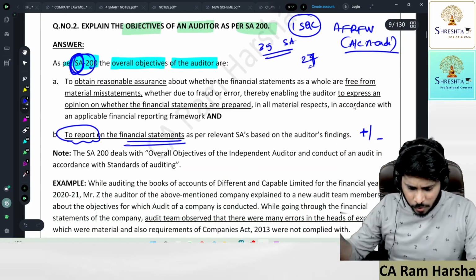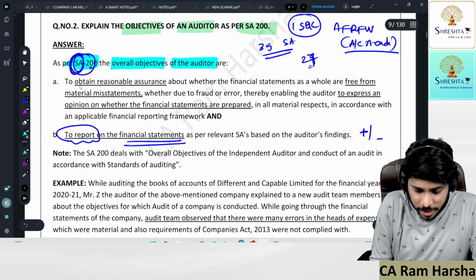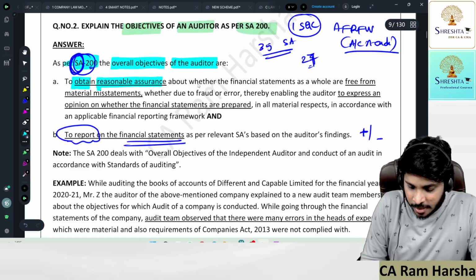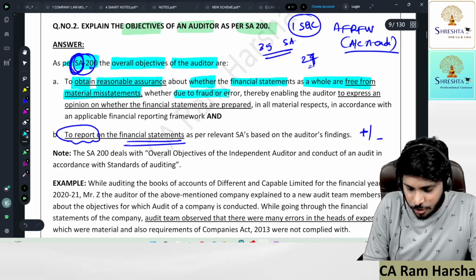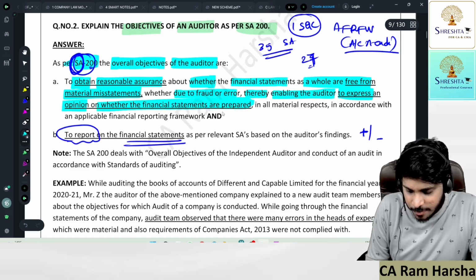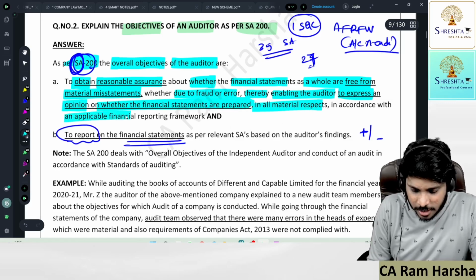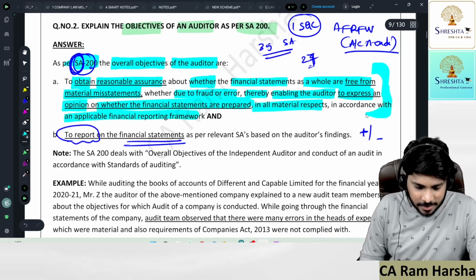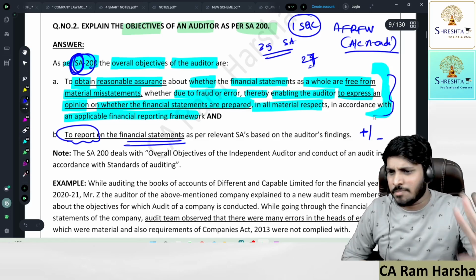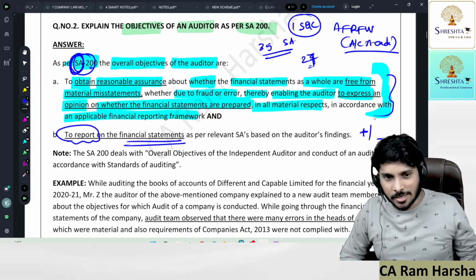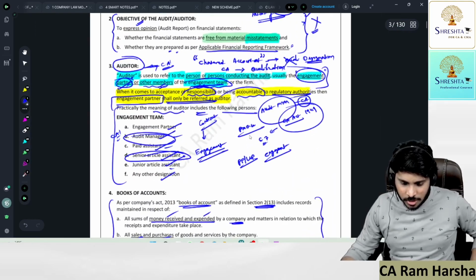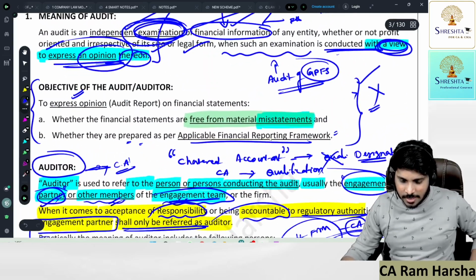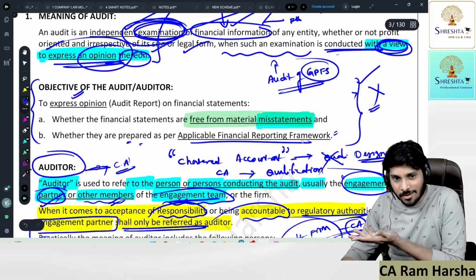Getting it? Now, what is the overall objective of audit? The overall objective of audit is to obtain reasonable assurance whether the financial statements as a whole are free from material misstatement, whether due to fraud or error, thereby enabling the auditor to express an opinion whether the financial statements are prepared in all material respects in accordance with the applicable framework. You see, such a big lengthy definition. So what are they saying simply? This objective was also discussed in fundamentals, if you recollect. We clearly discussed the objective of the auditor: whether the statements are free from misstatement and whether they are as per the applicable framework.